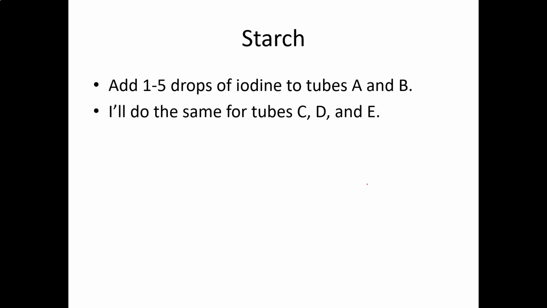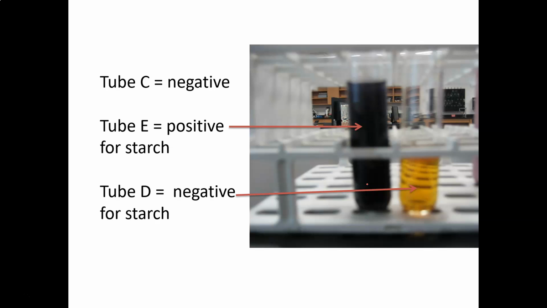Okay, starch. Page 184, number 2, testing for starch. If you were in class, you would add some iodine to test tubes A and B. I would do the same thing for test tubes C, D, and E. Now, what iodine does is, if it contacts starch, it turns a very dark color. Again, to me, it looks black. Some people think it looks purpley or something, though.